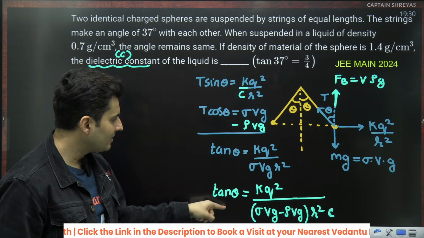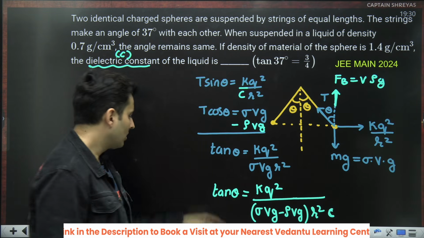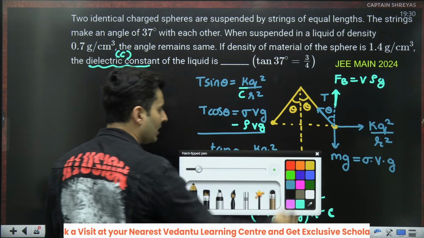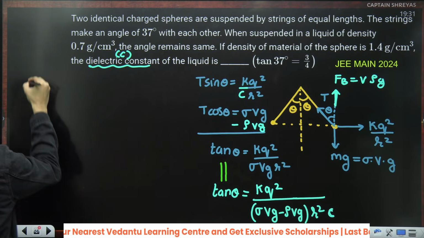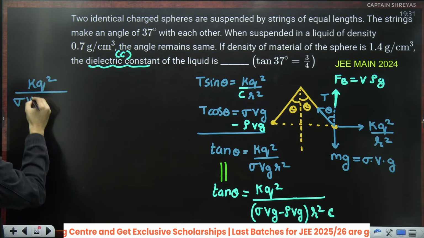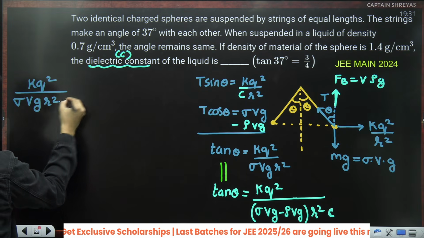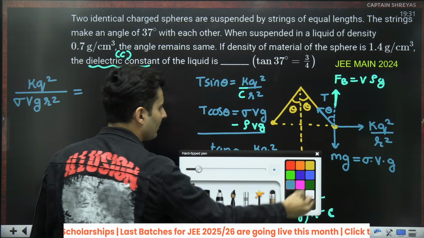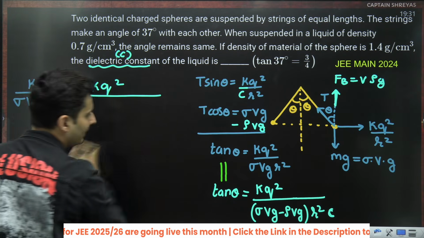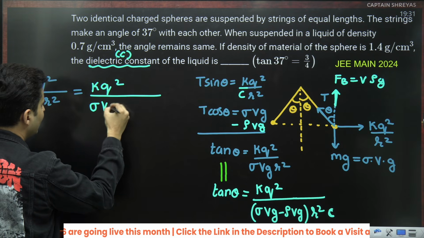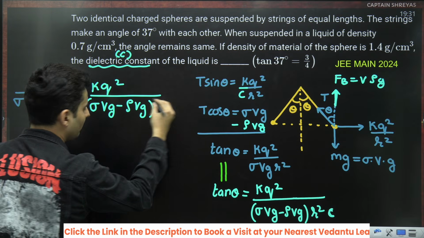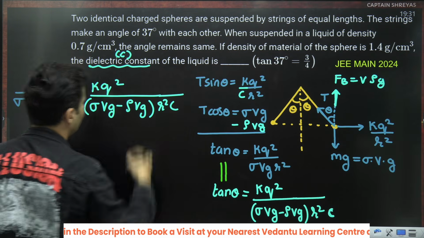Because tan theta is the same, I can equate these two. These two tan thetas are exactly the same. We can equate them. So on the left hand side, we'll have kq square divided by sigma Vg r square, being equated with this whole thing, which is kq square divided by (sigma Vg minus rho Vg), and then you have r square also and the constant also.